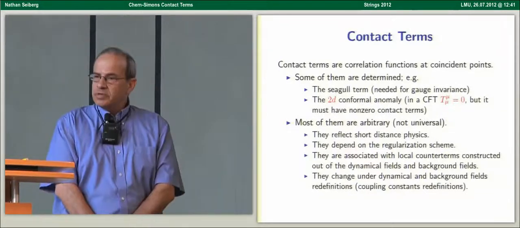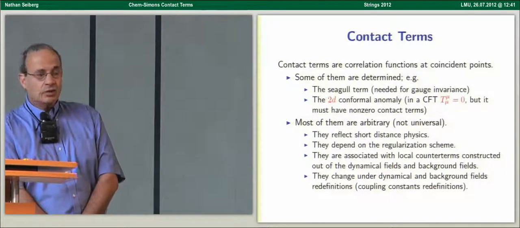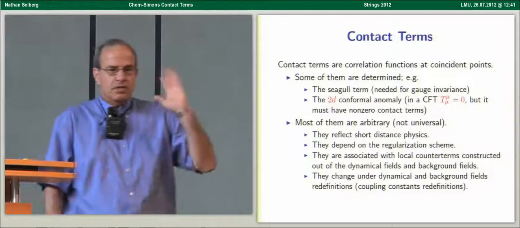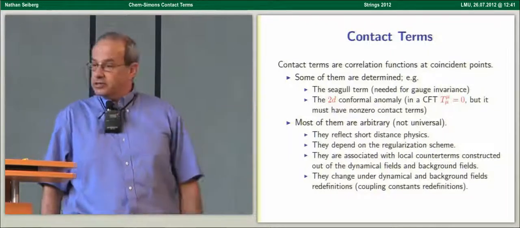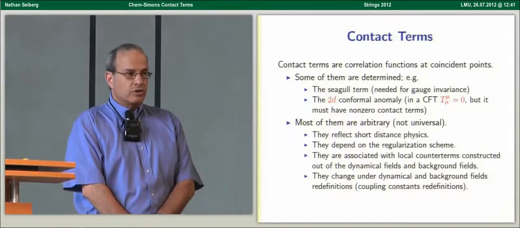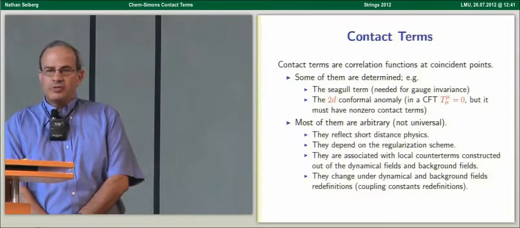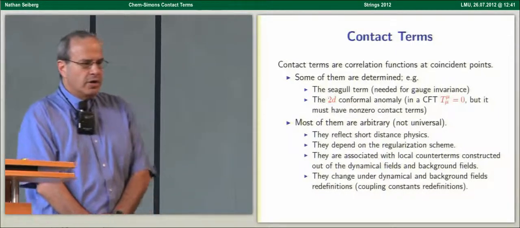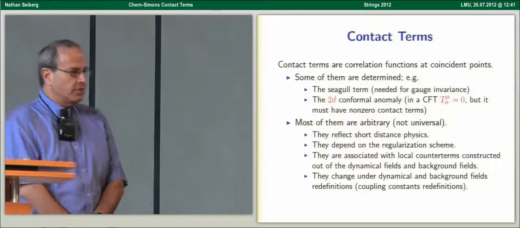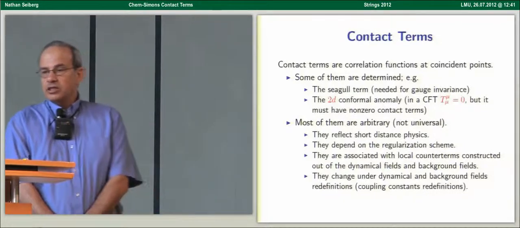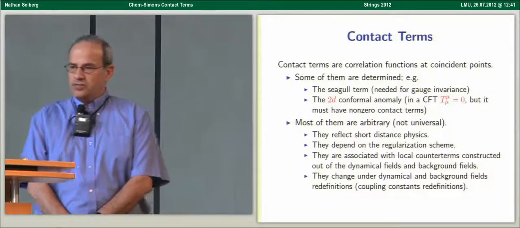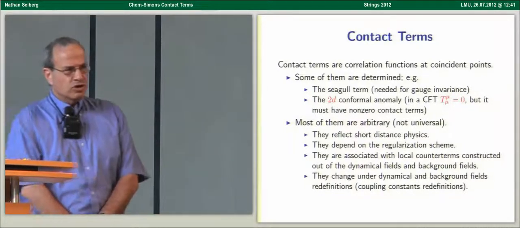Examples where they're completely determined are the Seagull term in scalar electrodynamics, with the coupling of 2 photons and 2 scalars. It's a contact term, and it follows from imposing gauge invariance. Another example is the trace of the energy momentum tensor, say in 2-dimensional conformal field theories. Now the trace of the energy momentum tensor is 0 as an operator, but its coincident point correlation functions cannot be 0, and this is known as the conformal anomaly. So the conformal anomaly sets the contact terms of the trace of the energy momentum tensor in order to preserve energy momentum conservation. Now, most contact terms are not like that.